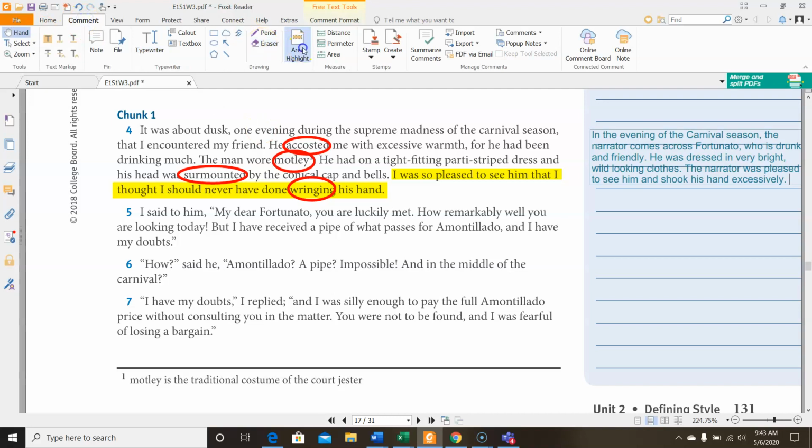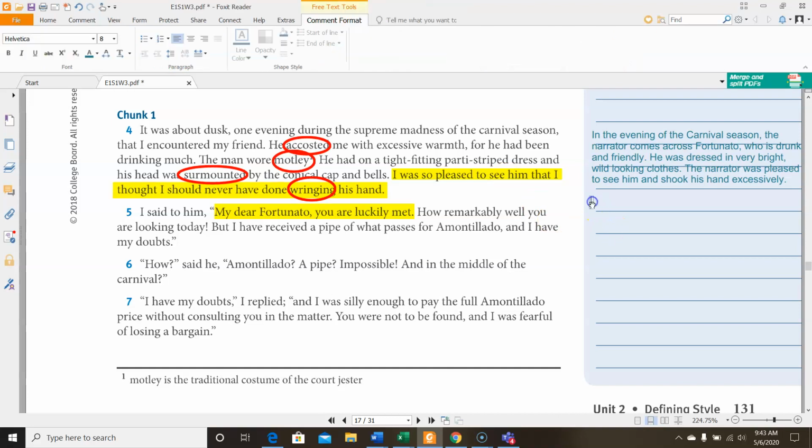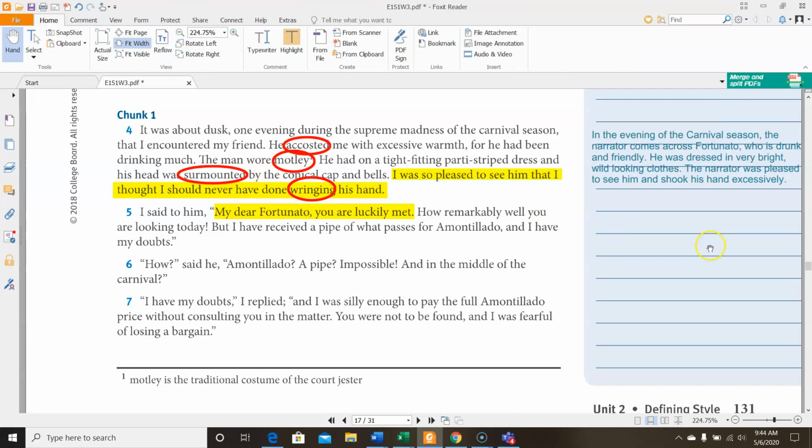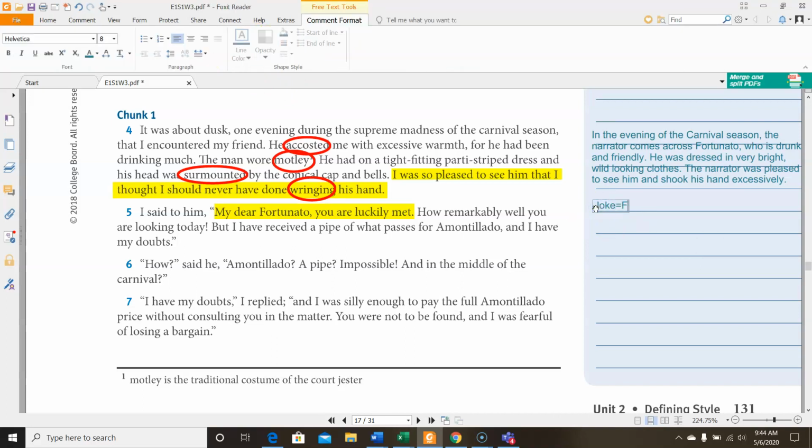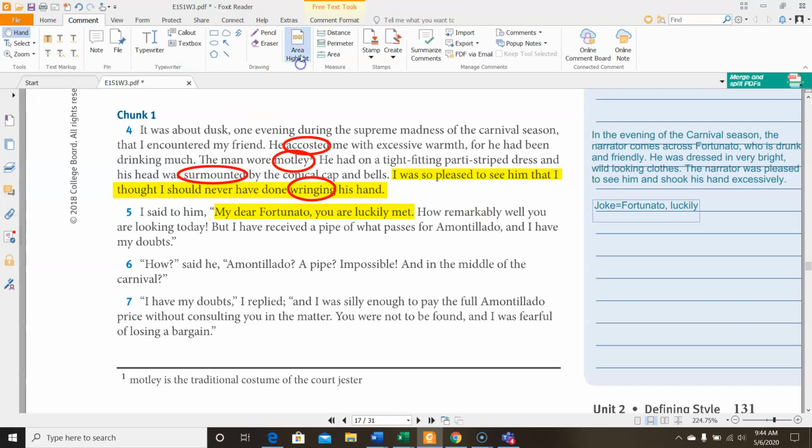So here he's using a lot of irony. He's saying, my dear Fortunato, you are luckily met. The reason that's ironic takes a little bit of looking at the word Fortunato. The man's name is Fortunato, or Fortune, and then he says lucky. So he's making kind of a joke here. And then he's also using irony when he says how remarkably well you are looking today, because he knows that he's about to get ready to kill this man.